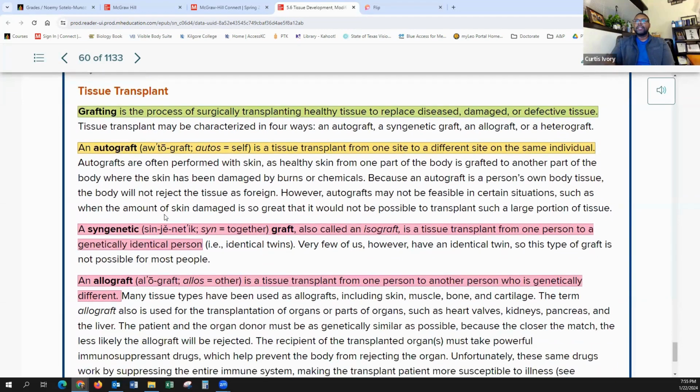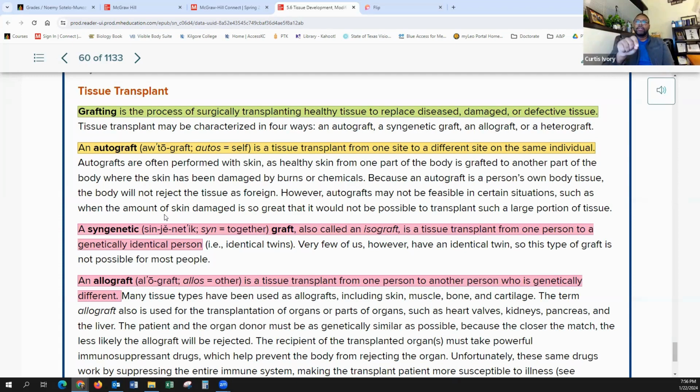A syngeneic graft, also called an isograft, is the transplant from one person to a genetically identical person. Usually, when you take something from one person and put it in another person, you have to make sure that their bodies are going to accept it. Because remember, each one of our cells are different from each other's, and our immune cells only recognize our cells. So if you put someone else's cells in our bodies, your immune system is going to recognize that's not my body and kill it. And we don't want that to happen when we are grafting or doing a transplant.